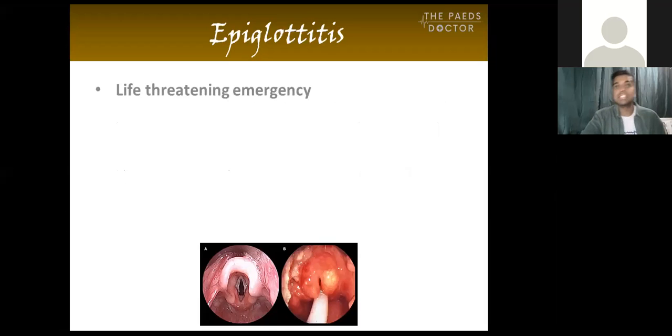So epiglottitis is a life-threatening emergency. This is sudden inflammation and swelling of the epiglottis, okay? As you can see in this image, it looks kind of red, raw, extremely swollen and painful for this child. And this can obstruct the airway completely, okay? So it's very, very serious, okay? So the anaesthetist needs to be there from the get-go in this child.